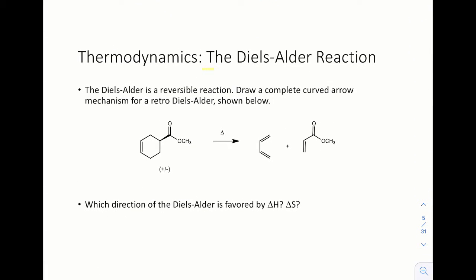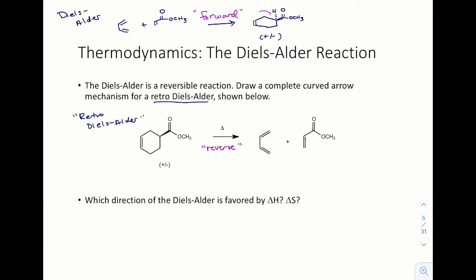It's important to let you know that the Diels-Alder reaction is a reversible reaction, meaning that it proceeds in the forward and reverse directions. Please draw a complete curved arrow mechanism for the retro Diels-Alder, the reverse Diels-Alder, as shown below. And then consider this question. What direction of the Diels-Alder, forward or reverse, is favored by delta H and delta S? Give it a shot.